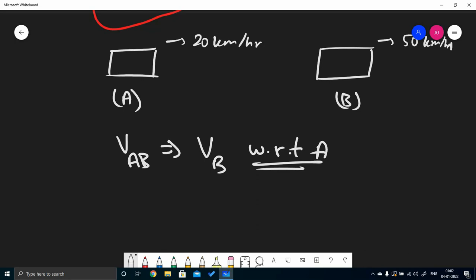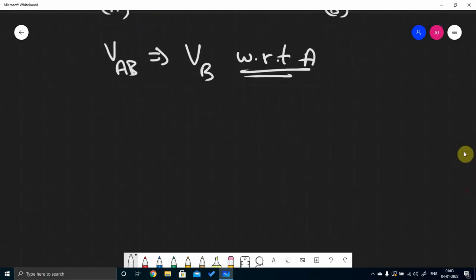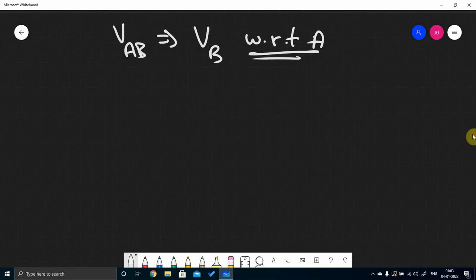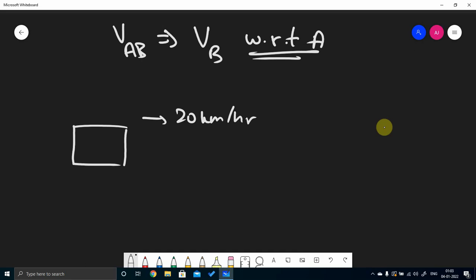Now, to make A at rest, what do we have to do? Let's go ahead and look at that. So I'm going to draw it again, and I know it's annoying, but we have to. That's how physics is done. So this is at 20 kilometers an hour.